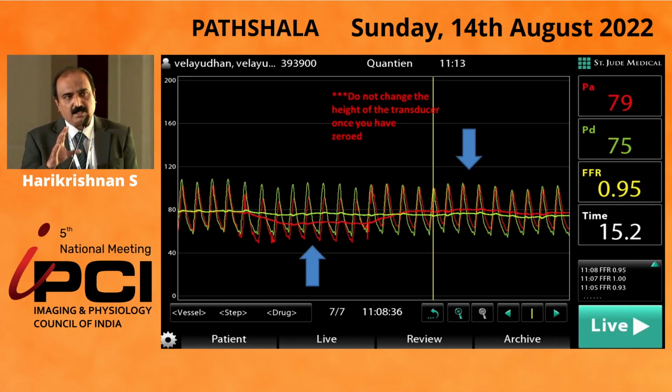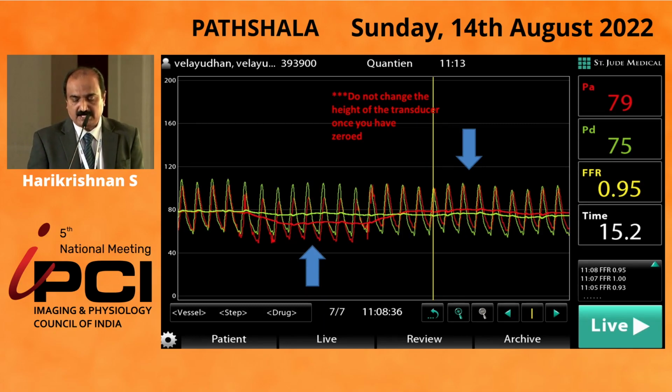And once you have fixed your transducer, never change the position of the transducer. In this patient, we raised the transducer by 2 centimeters and put it down by 2 centimeters, and you can see the gross difference in the pressures. So never change the position of the transducer. That is where the stopcock, or the three-way, opens to the atmosphere. That is the level of the transducer, which has to correspond with the phlebostatic axis.